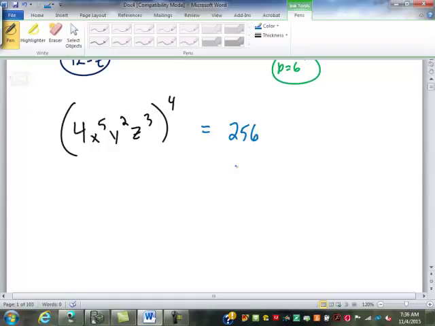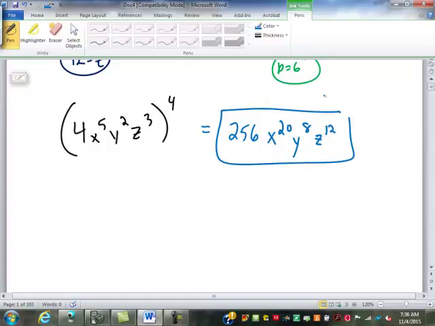But then what do we do with the variables? Yeah, so the power gets multiplied. So x to the 5th to the 4th power ends up being x to the 5 times 4 is 20. Y squared to the 4th power is y to the 8th. Z to the 3rd to the 4th power? Z to the 12th. What do you think? Good.